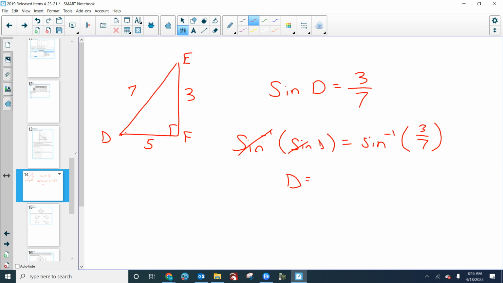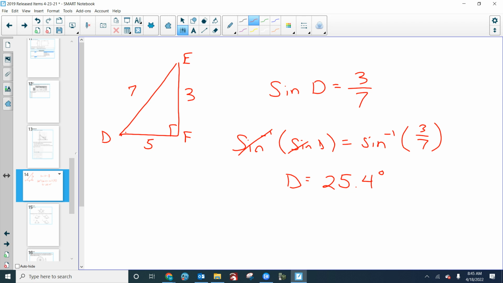Hey guys, you should all have your calculators out, checking along with us. I think 25.4 degrees would be fine. If you put 0.38, that's fine. So angle D is 25.4. The sine of D is 3/7.